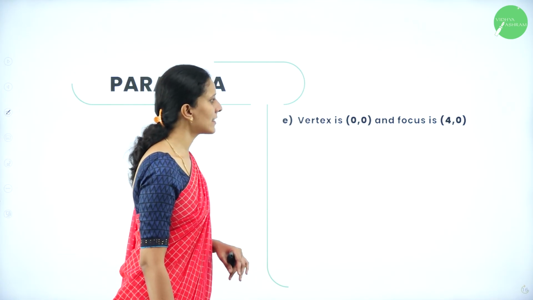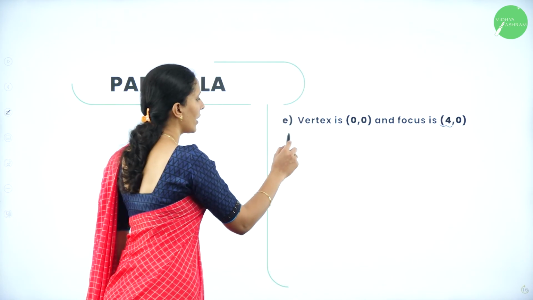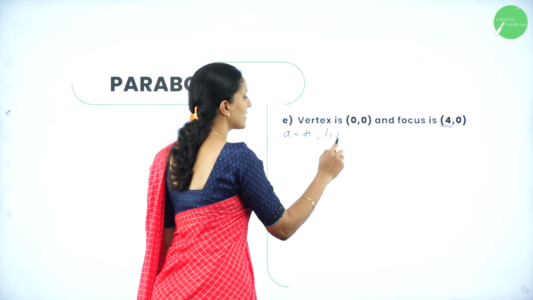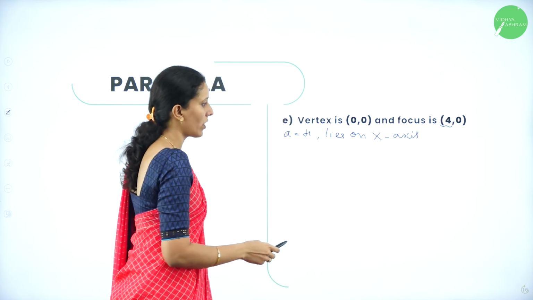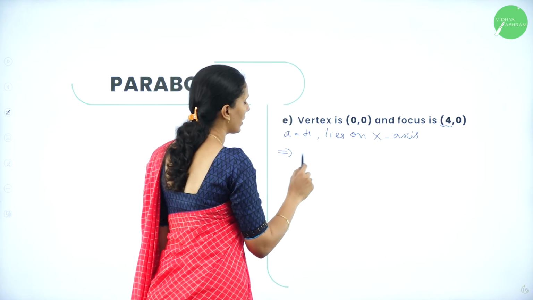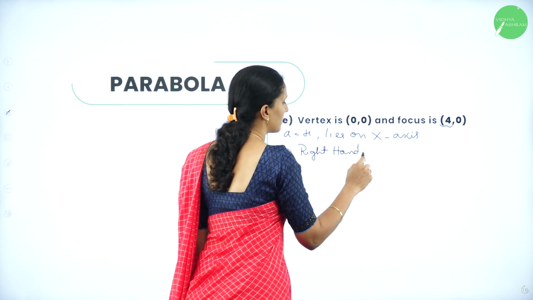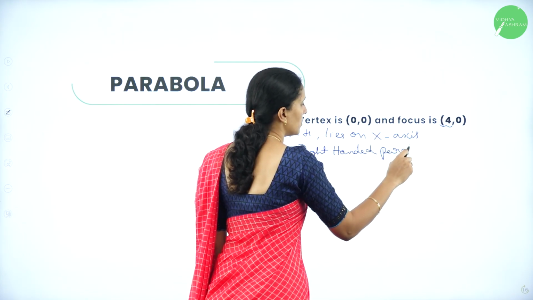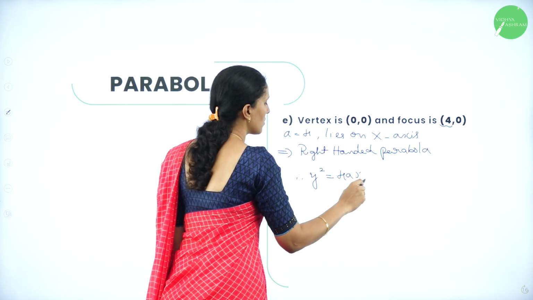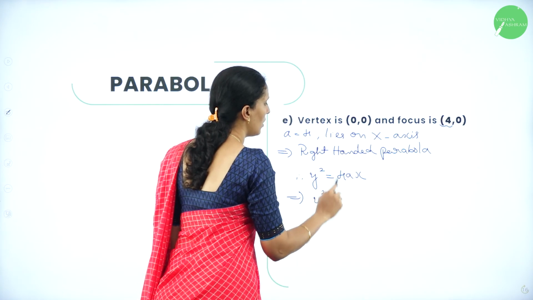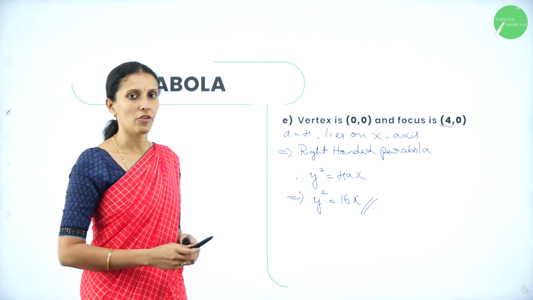Next one, vertex is 0, focus is given. So, clearly a is given. First is a. So, a is 4. So, it lies on the x-axis. So that means the focus lies on the x-axis. So this implies what? It is a right-handed parabola. So what is the standard form of this equation? It is y square is equal to 4ax. So this implies y square is equal to 16x. So this is the given equation of the parabola.